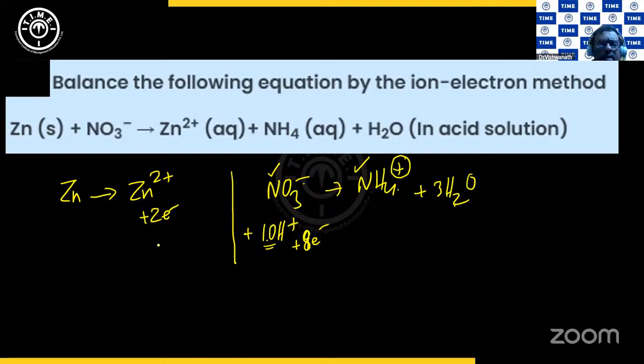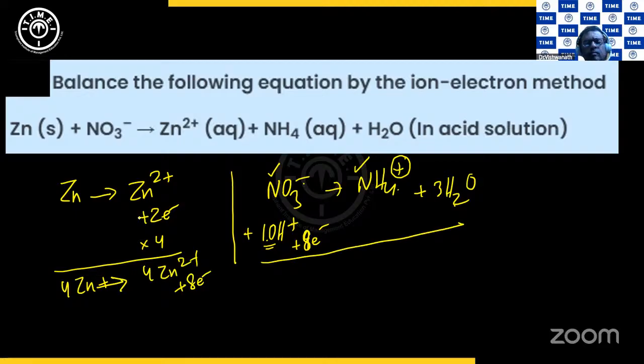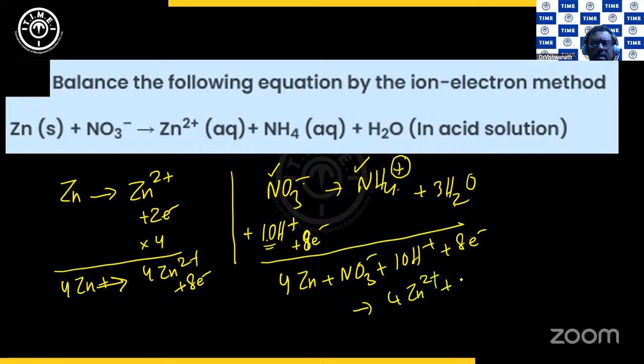So that is balanced. This I'll have to multiply with 4 because number of electrons need to be equated. So I'll put 4 zinc gives rise to 4 Zn2+ plus 8 electrons. And this is as it is. So left plus left is equal to right plus right. So I'll add the left plus left here. 4 Zn plus NO3- plus 10H+ plus 8 electrons gives rise to 4 Zn2+ plus 8 electrons plus NH4+ plus 3H2O. We can cancel out the 8 electrons because we need to remove the electrons at the end.